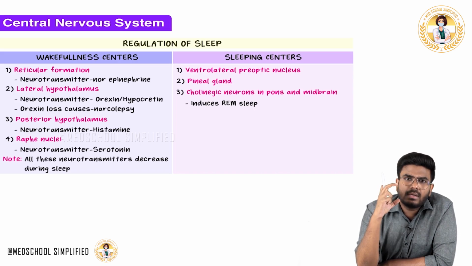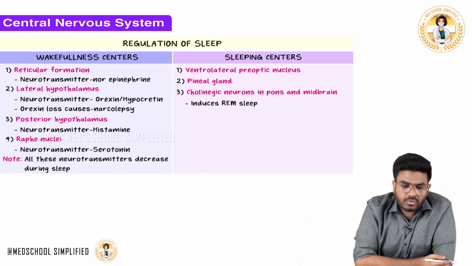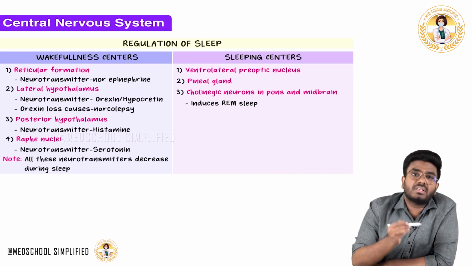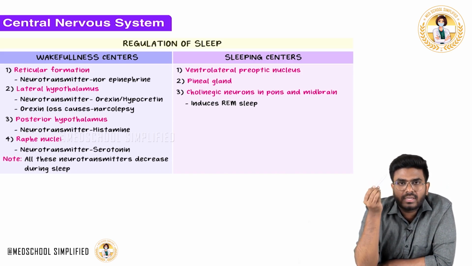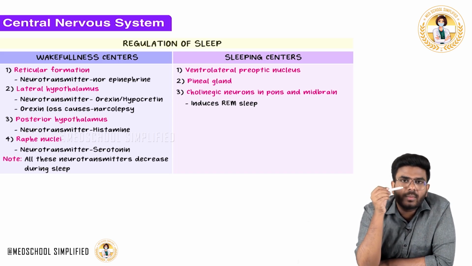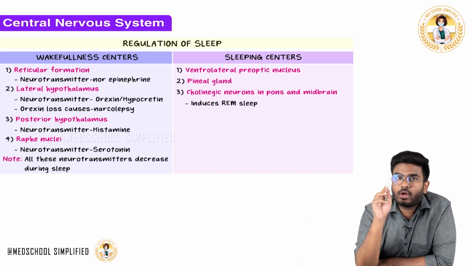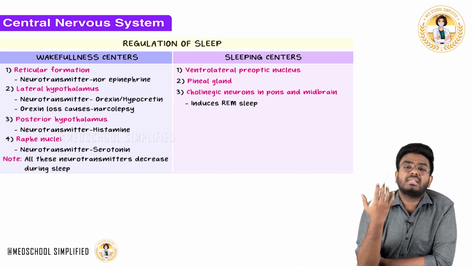From this reticular formation, the neurons connect to all the parts of the cortex. It's like a switch. Actually, this reticular formation is considered an on and off switch. It is in connection with all the parts of the cortex, and it produces a neurotransmitter called norepinephrine. This norepinephrine will keep all the brain areas active. So reticular formation produces norepinephrine, which is responsible for wakefulness. It activates your cortex, and you are getting awake.